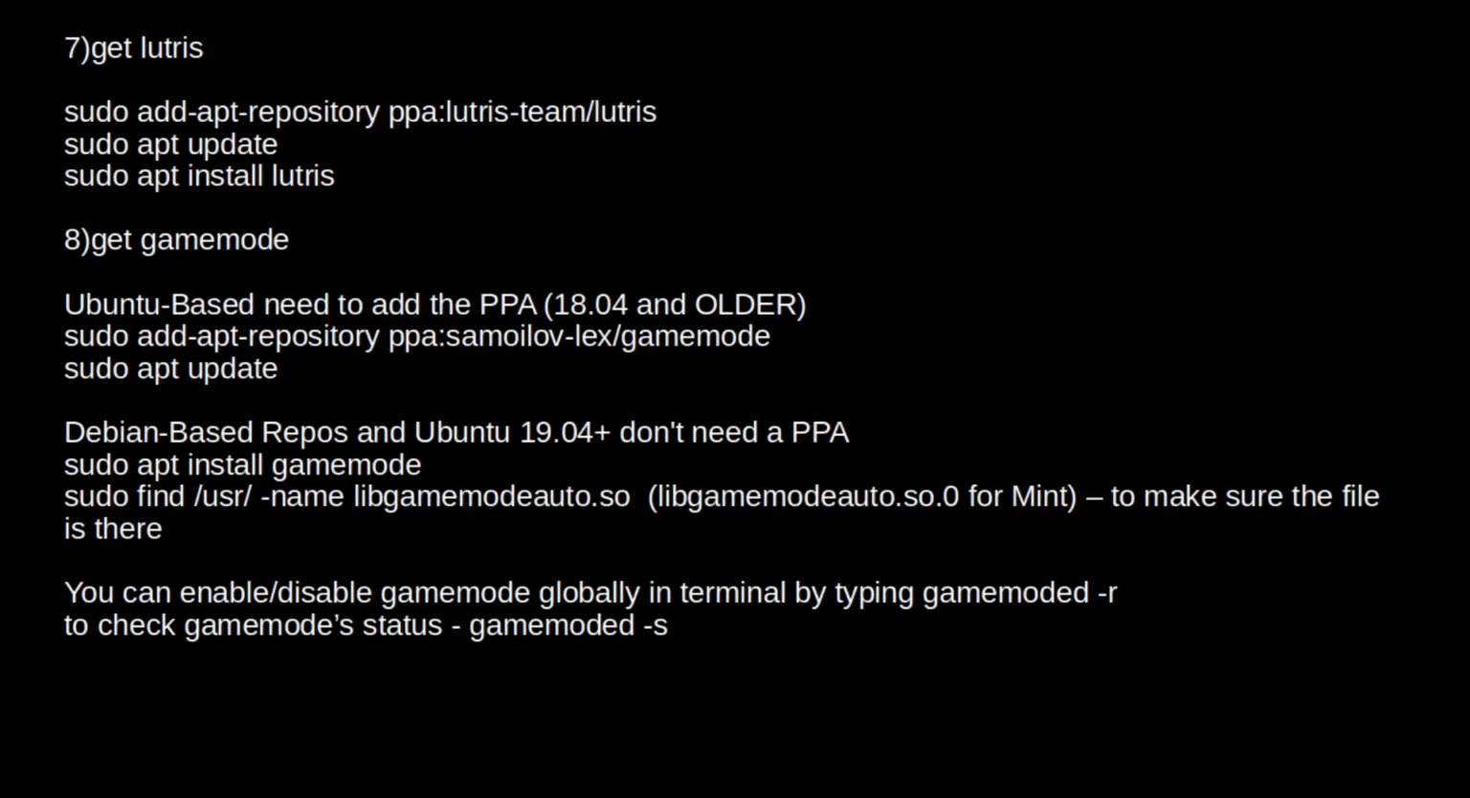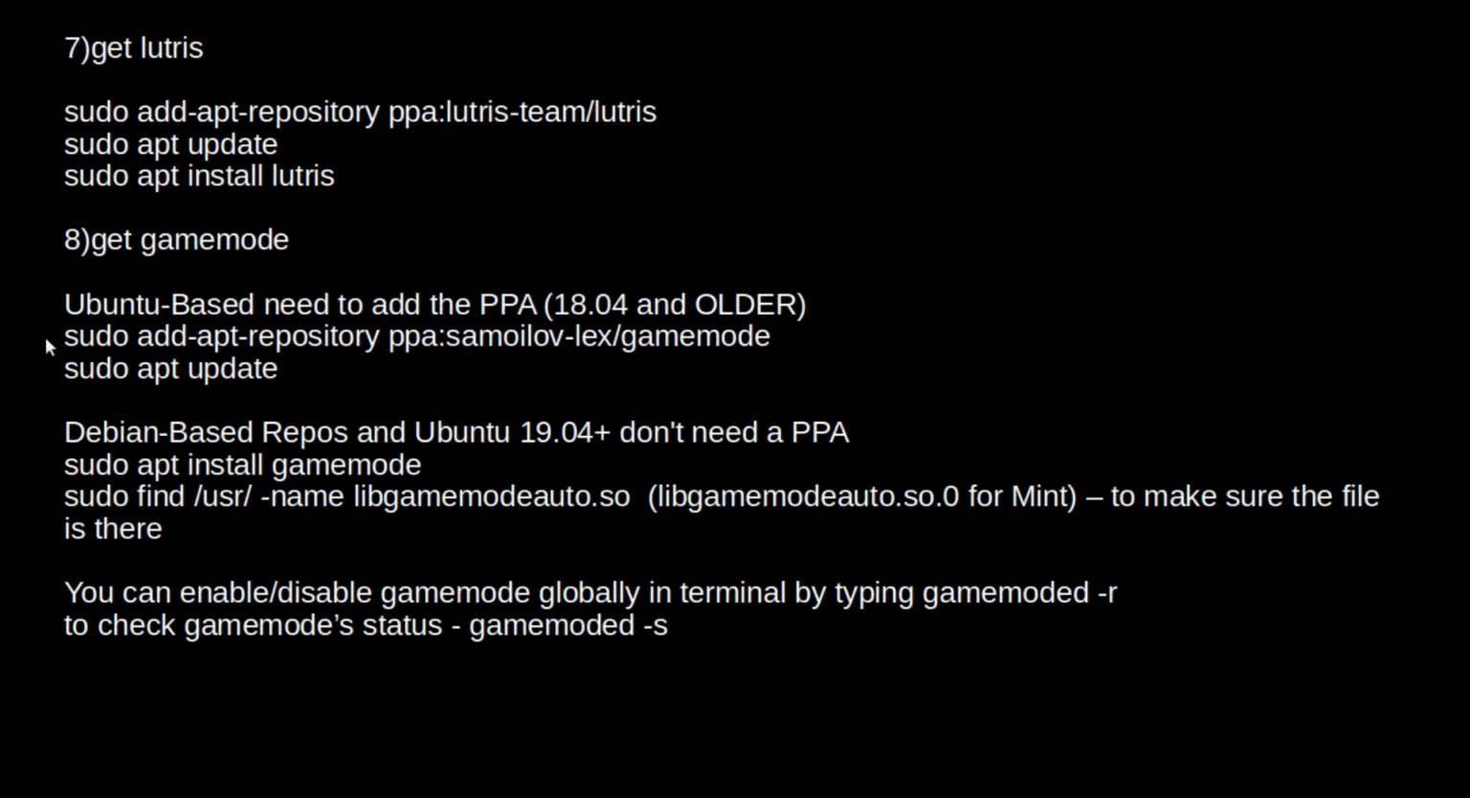Next, get Lutris. Obviously this is specific to the distribution I'm currently using, which is again Linux Mint. You have to go to the Lutris site and look at the necessary things you have to do if you're on any other distribution. Game mode, again, same as before.